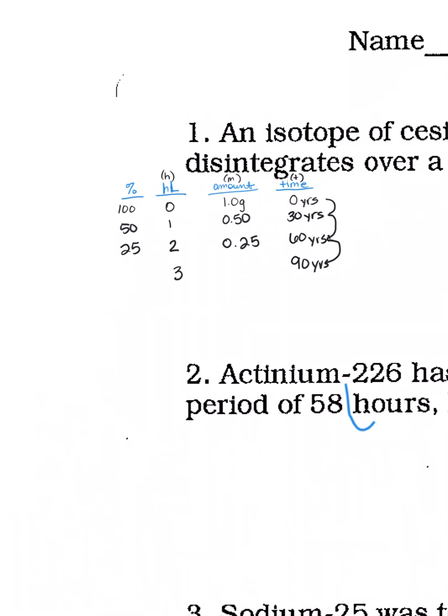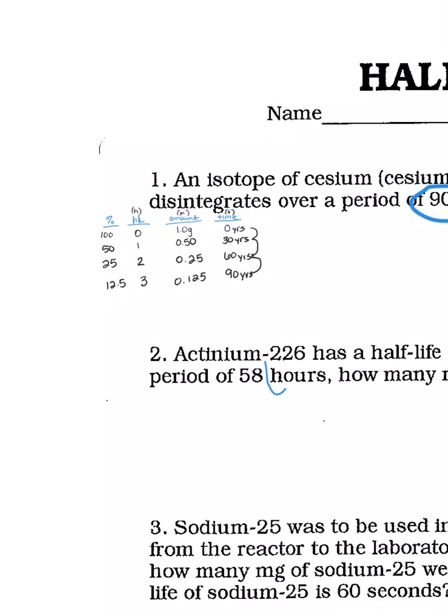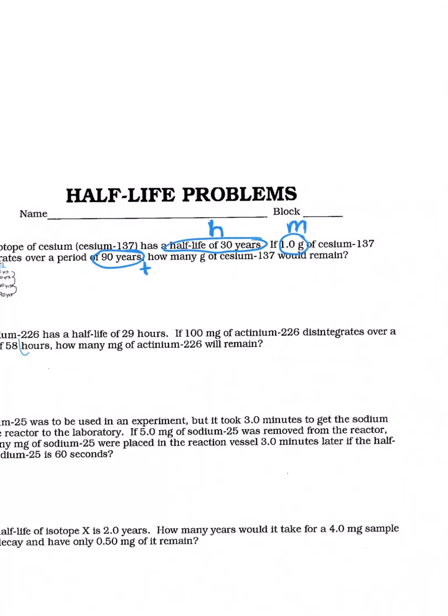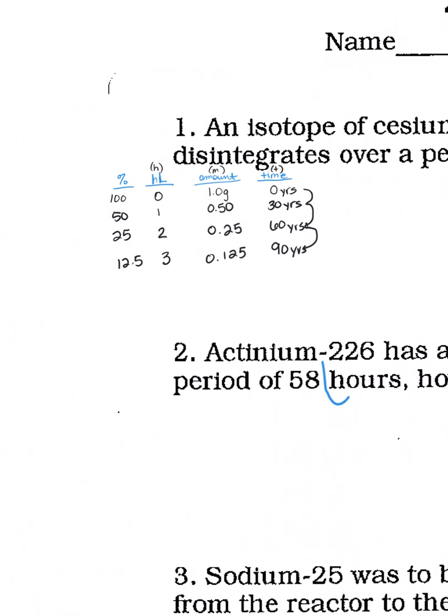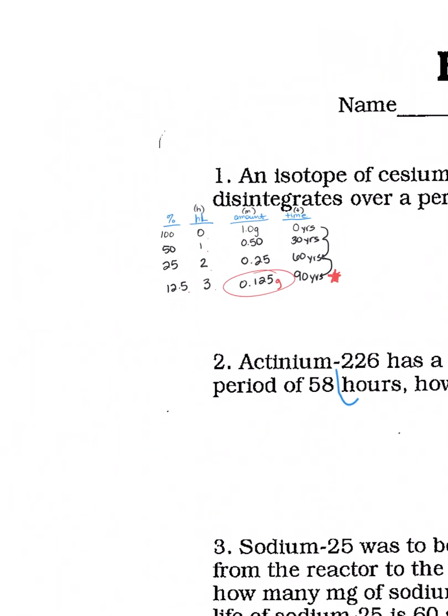When we half it a third time, we have 12.5%, and 0.125 is our amount. So the question asked, how many grams would remain? If you set up your table, you'll know that you have 0.125 grams after 90 years has lapsed, because you've halved it. You've gone through 3 half-lives, and you have 12.5% left.